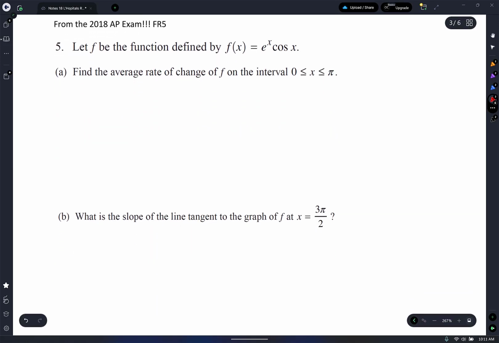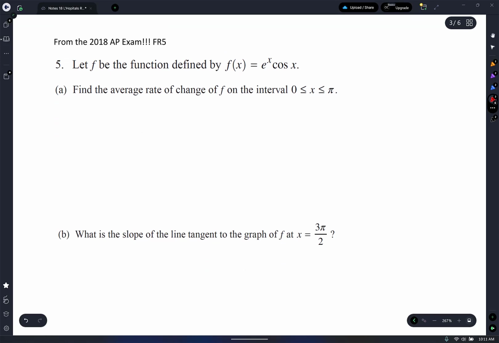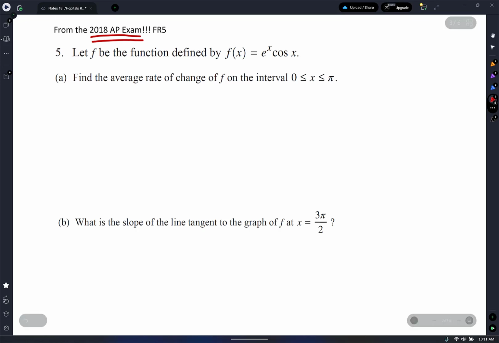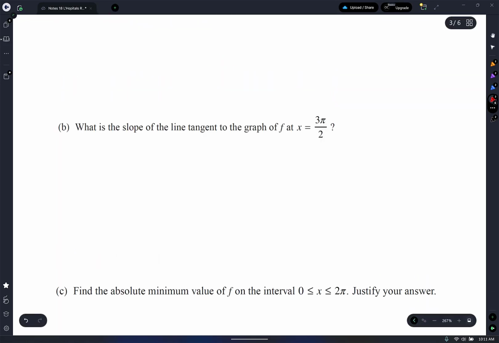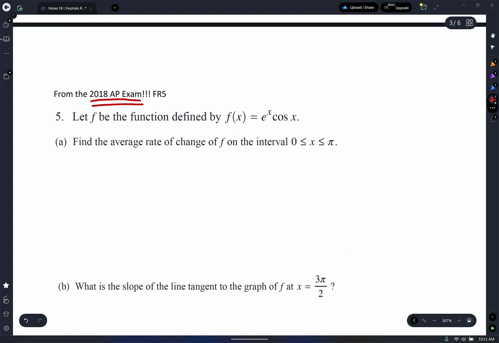Okay, this is from the 2018 AP exam, a more recent one. We can't do them all, but we can do most. I think only C we can't do. All right, so look. So this is no calculator. Question 5 is no calculator. Let's see what we can do.